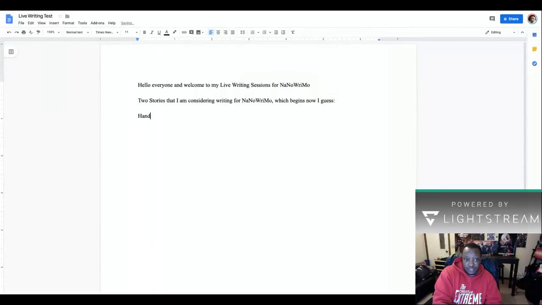We have Hand-Me-Down Heroes, and we have The Rise, Fall, Rebirth, and Future Demise of Super Earth 1, aka the Captain Infinity Saga.